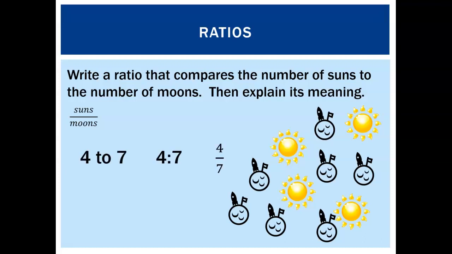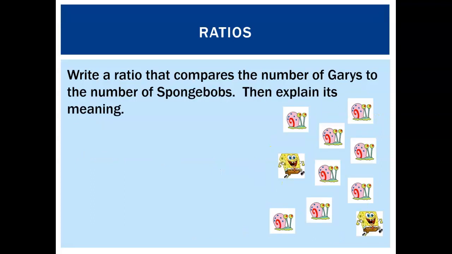There are 4 suns and 7 moons, so we can write the ratio three different ways. 4 to 7, 4:7, or 4 over 7. The meaning of our ratio is there are 4 suns to every 7 moons. In this example, we'll write a ratio that compares the number of Garys to the number of SpongeBobs, then explain its meaning.